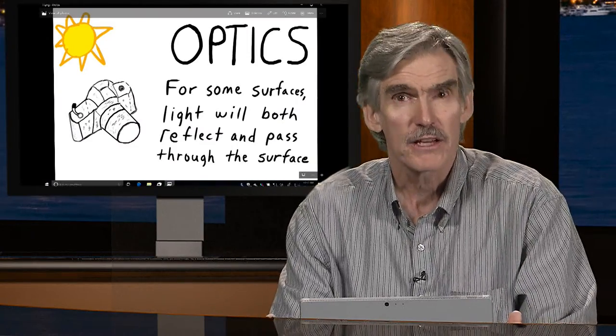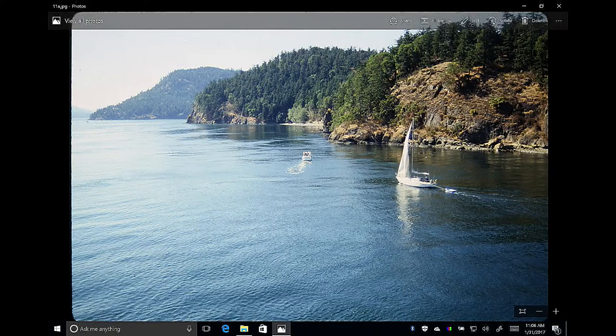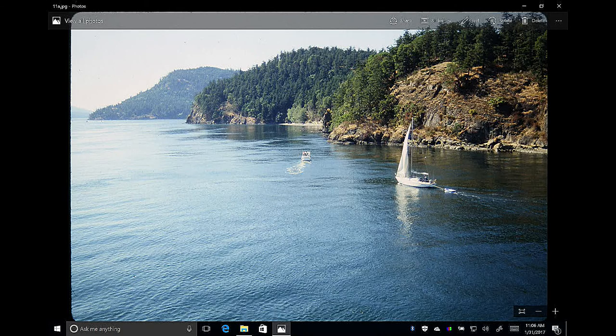Now, in optics, we talk about surfaces that will both reflect and pass light. So in order to do that, the surface obviously has to be transparent, such as water. In this slide, you're noticing that there's reflection on the water from the sailboat. And then if you go closer to the shoreline, you notice where the water is very placid. The rocks and the trees are reflecting off of that water there as well.